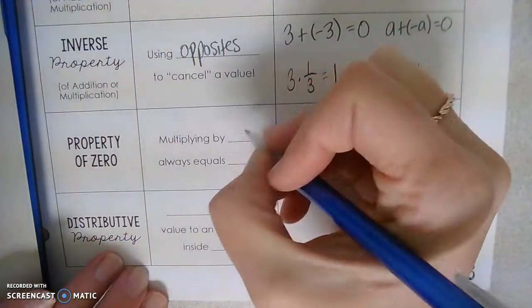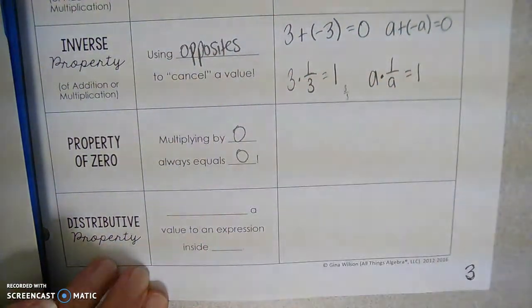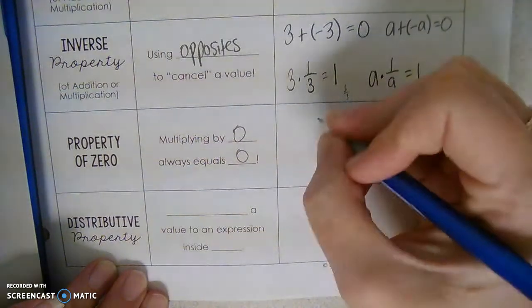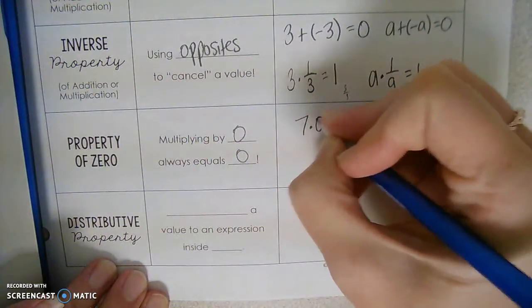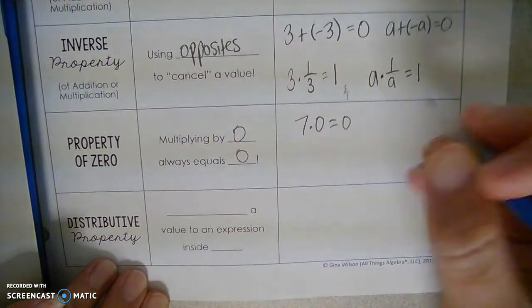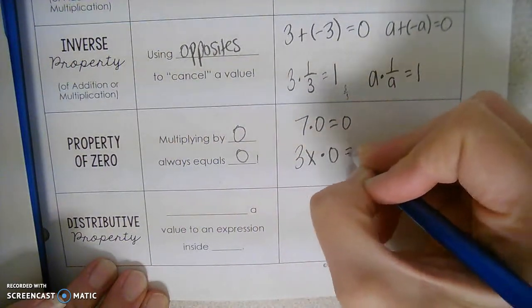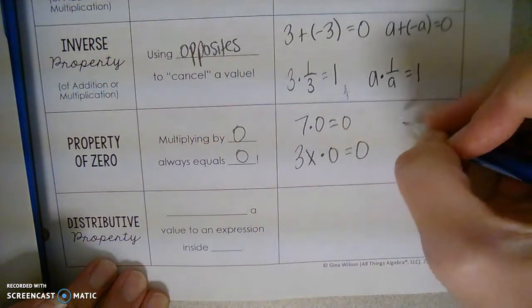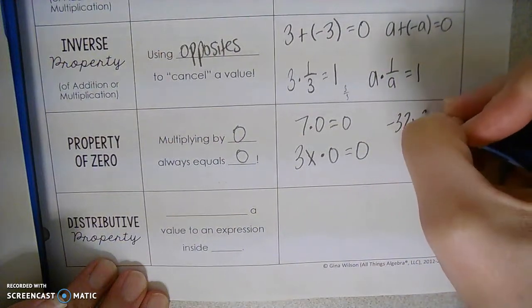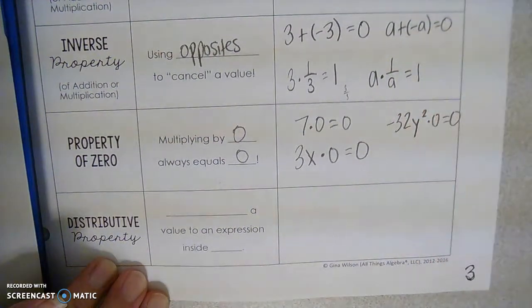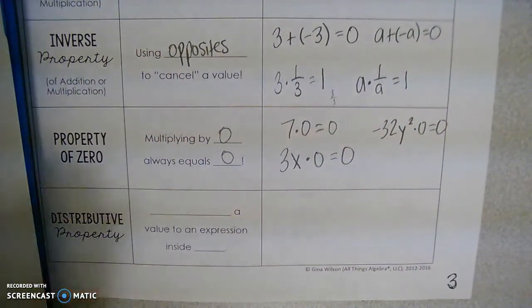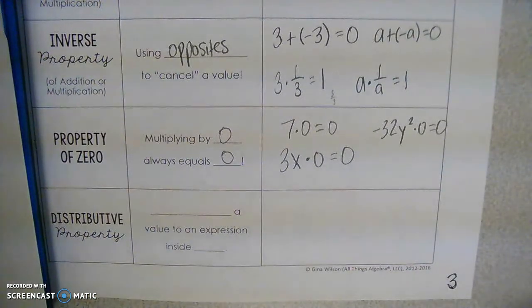Property of 0, we know that multiplying by 0 always equals 0. So it doesn't matter what it is. You can have 7 times 0 and you still get 0. You can have 3x times 0 and you still get 0. You can have negative 32y squared times 0 and it's still going to be 0. Anytime you are multiplying by 0, you're always going to have 0.